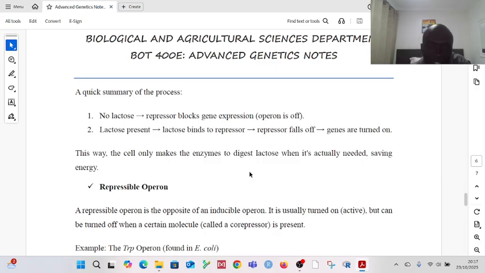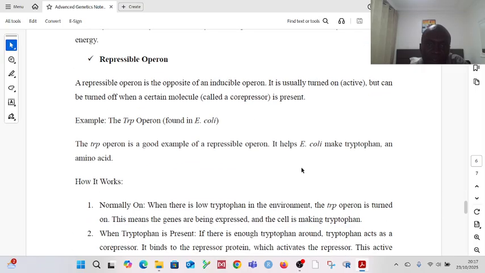Let's now look at the repressible operon. So a repressible operon, as you will guess, is the direct opposite of an inducible operon. A repressible operon is actually turned on, is always active, but it can be turned off when a certain molecule, in this case a co-repressor, is present. An example of this repressible operon is the trp operon.